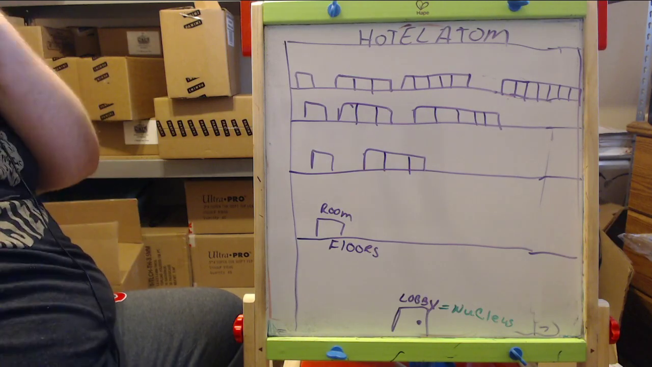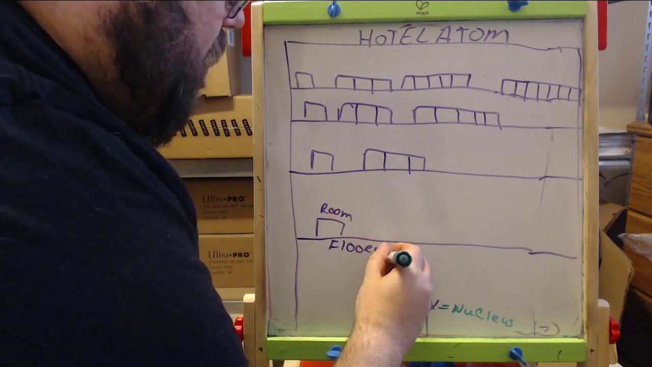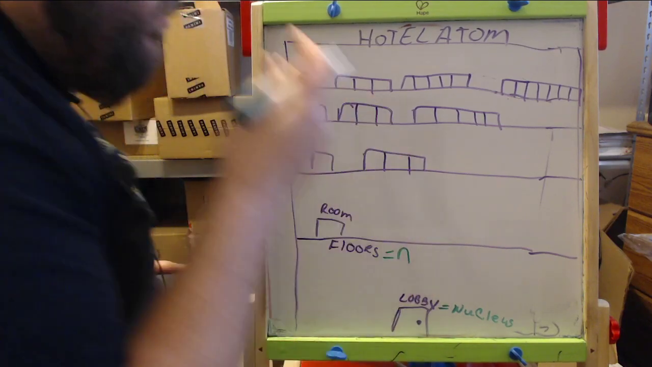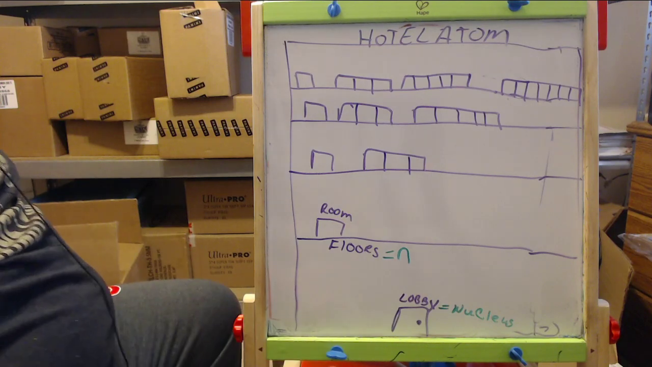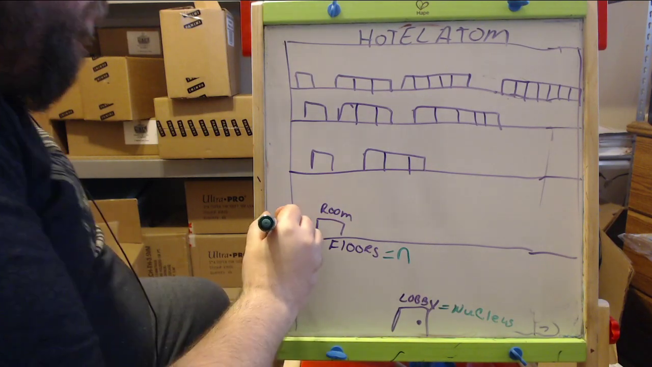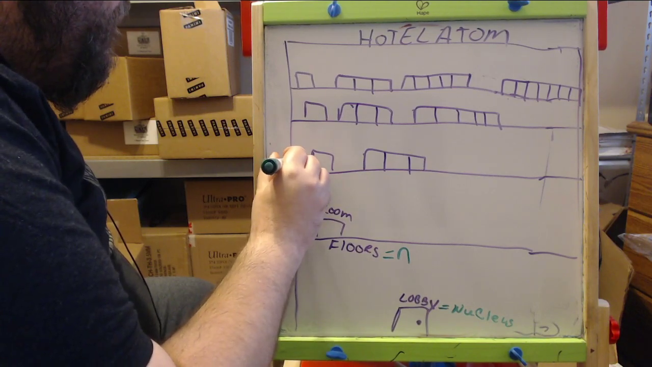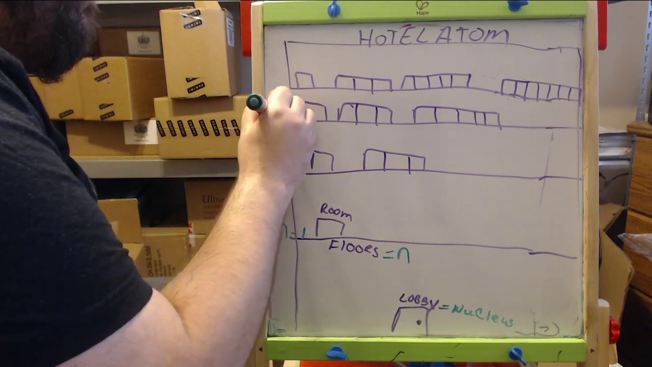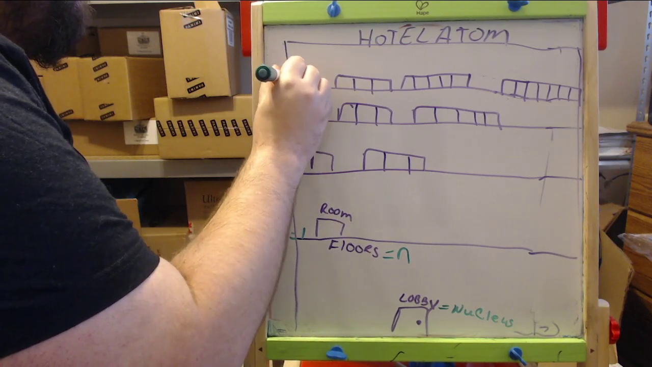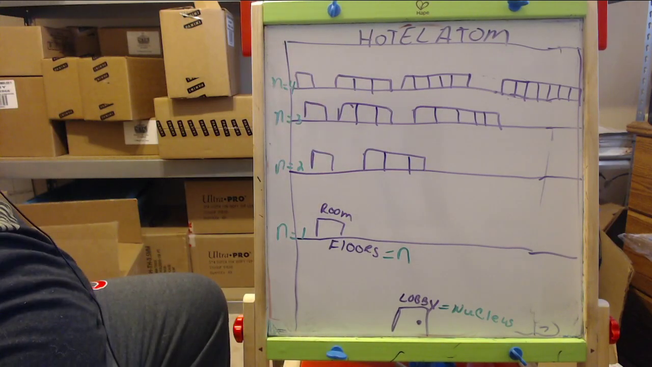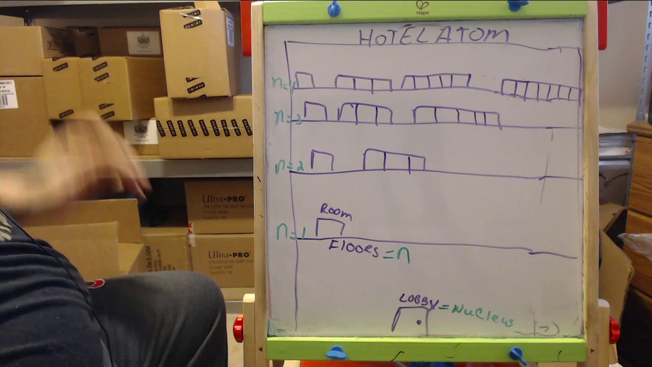Now the floors are really our first quantum number, which is known as n, and it deals with Bohr's n value. So, in our atom, this would be n equals 1, n equals 2, n equals 3, and n equals 4. Just like the model we talked about at the beginning of the lecture.